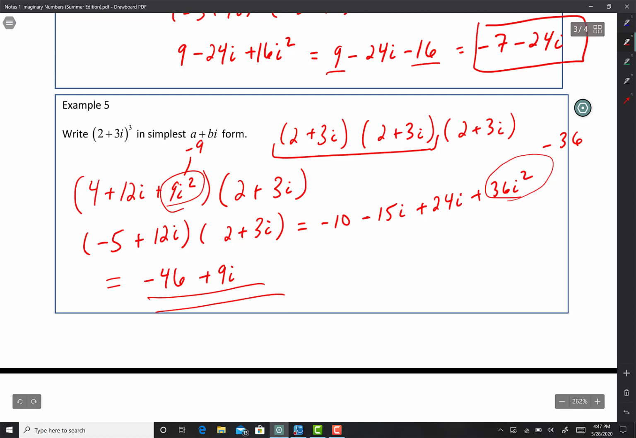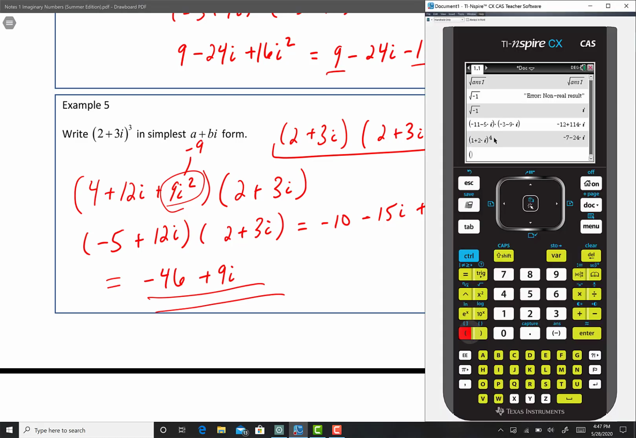Let's find out if we did. So open parenthesis, I'm going to put 2 plus 3, and then insert an i in there. Then get out of there and go to the third power. To the third, enter. So negative 46 plus 9i. Yeah, we did it right, guys.